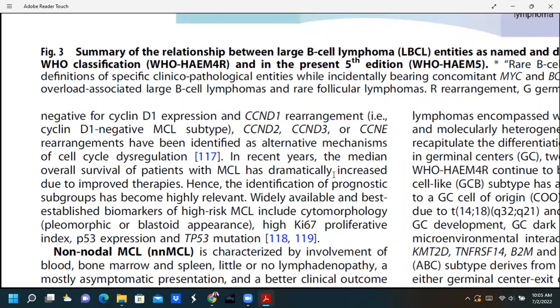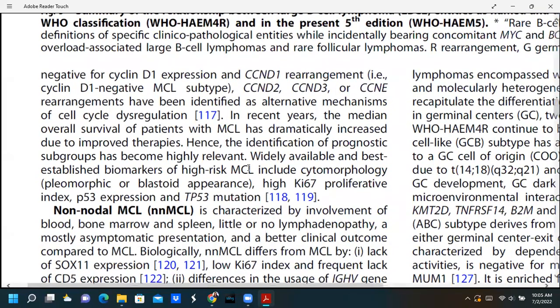In recent years, the median overall survival of patients with mantle cell has dramatically increased due to improved therapies. Hence, the identification of prognostic subgroups has become highly relevant. Widely available and best established biomarkers for high-risk mantle cell include cytomorphologic, for example, pleomorphic or blastoid appearance, high Ki67, P53, and TP53 mutations. So these are high-risk MCL now. Basically 4 things. First is the blastoid, pleomorphic. Second is high Ki67. Third is P53 and TP53 expression and TP53 mutation.